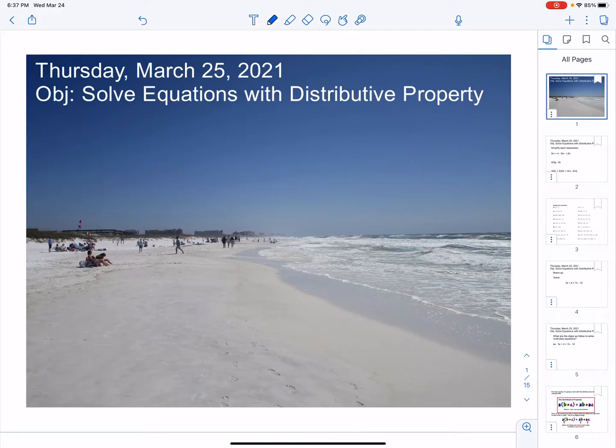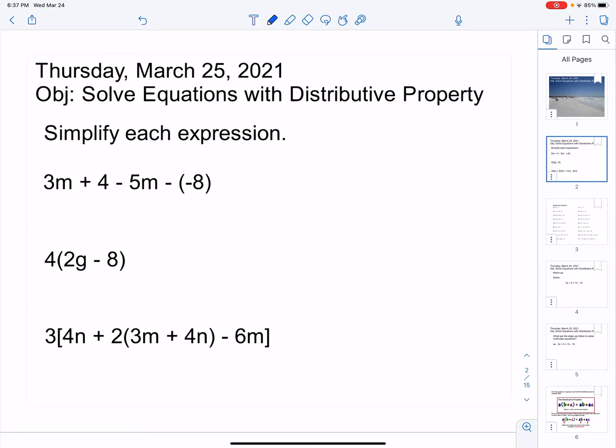Hello class. Today we're going to take the distributive property one step farther. We're going to solve equations that involve the distributive property. So before we actually get into solving the equations, let's see what we remember about the distributive property from Monday's lesson. So here it says simplify each expression.